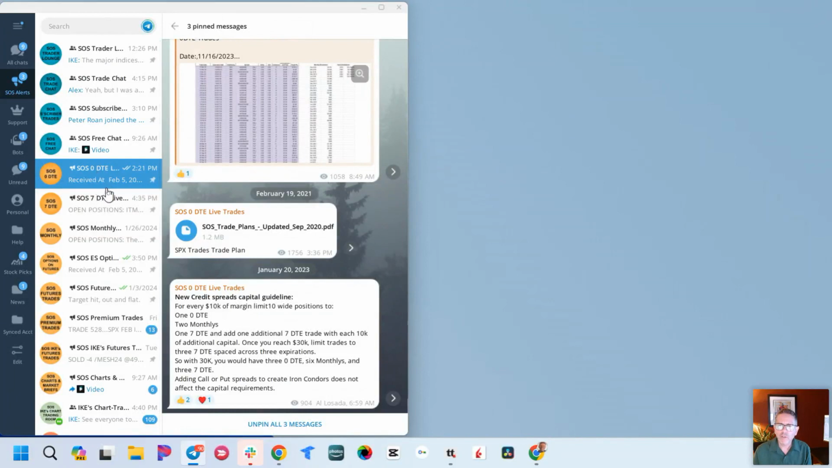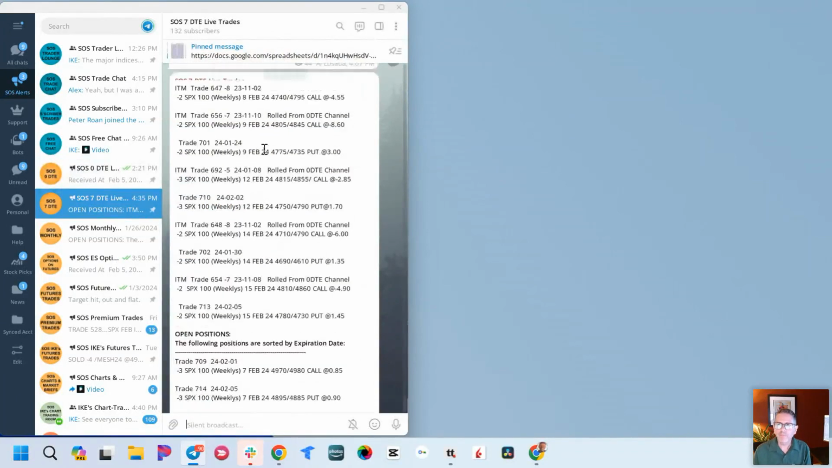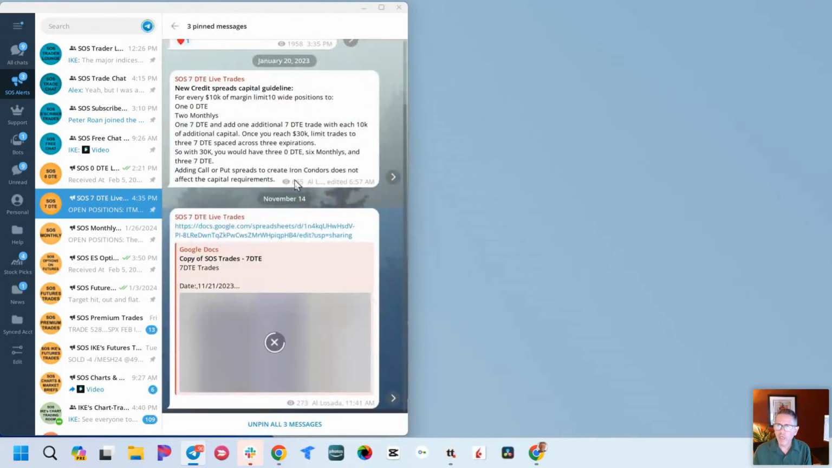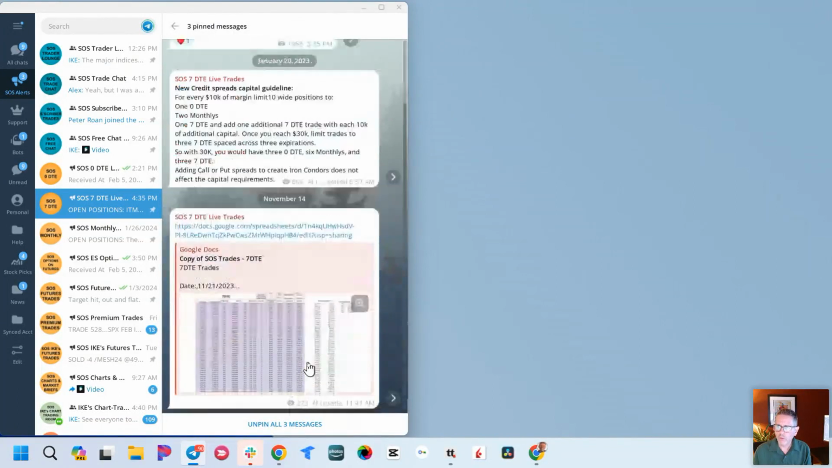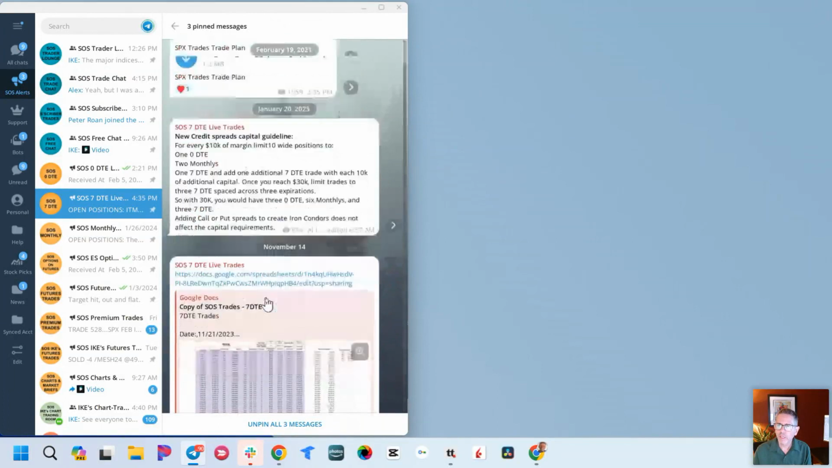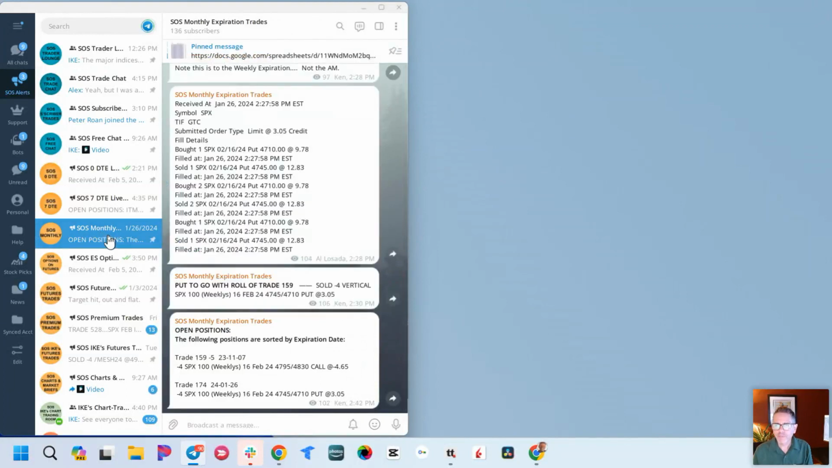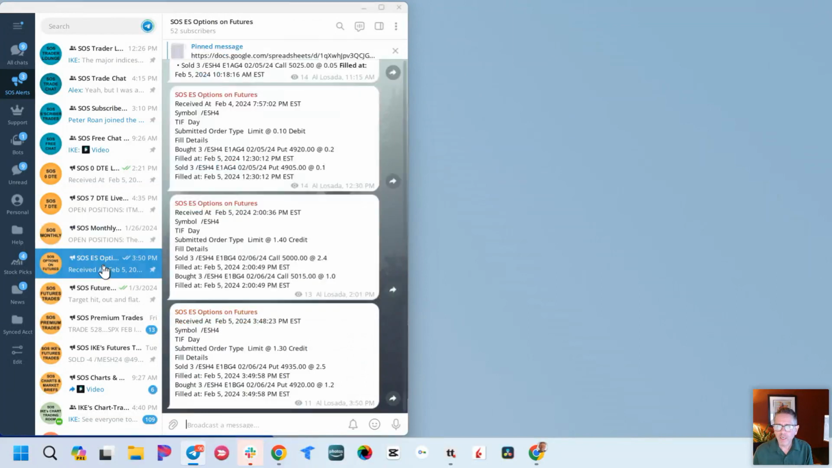Okay, so that's 0DTE. This is 7DTE. And these are the trades that are current right now. And again, you go to the pin and you go through the performance, and one day we'll get there. Okay. All right. And then we have the monthly trades. Okay. And then we have SOS options on futures.